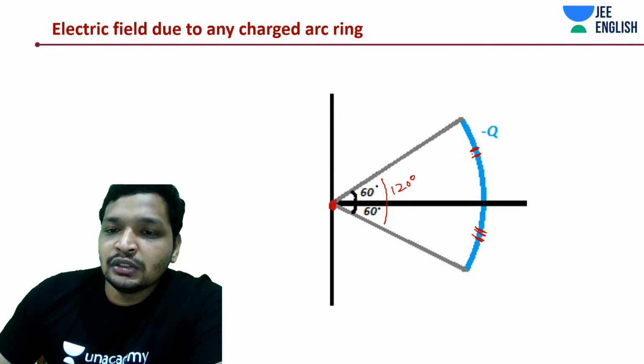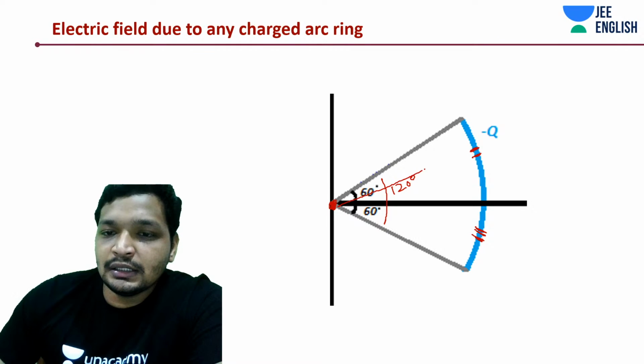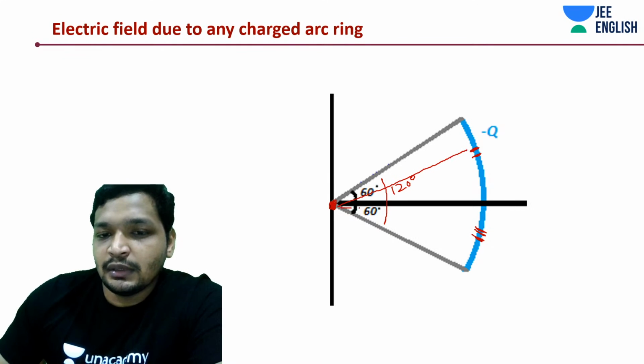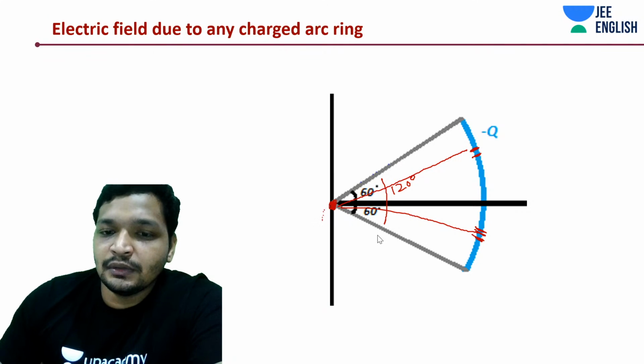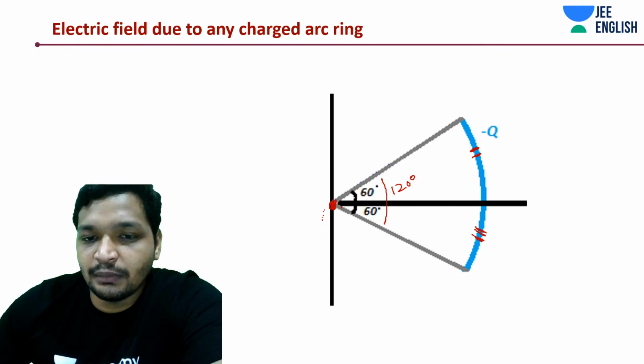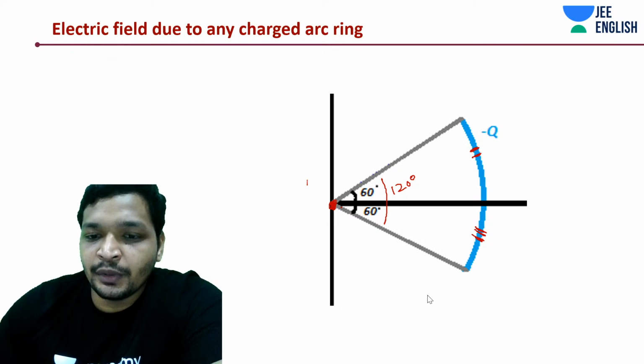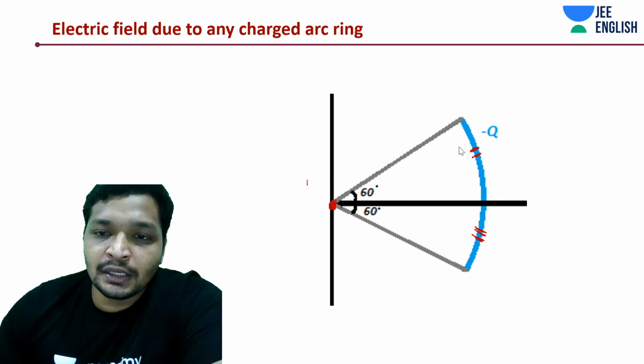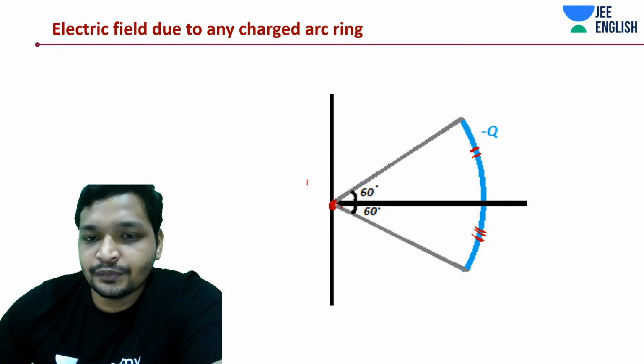Move on then. Minus q should be like this. So the field is somewhat towards that arc. It's an arc, it's not a complete ring. I'm erasing the 120 degrees part. Choose the symmetrical case. If not symmetry, do the usual thing.